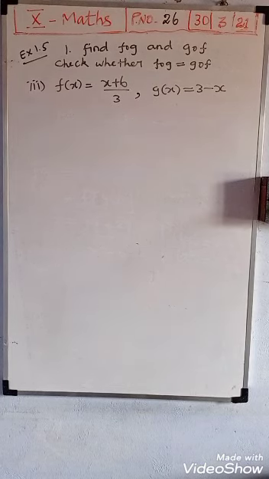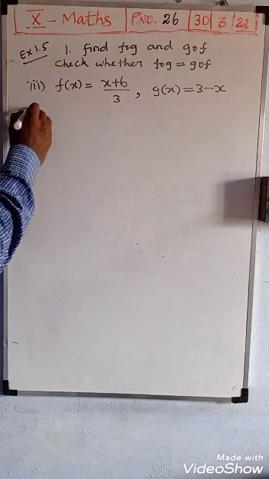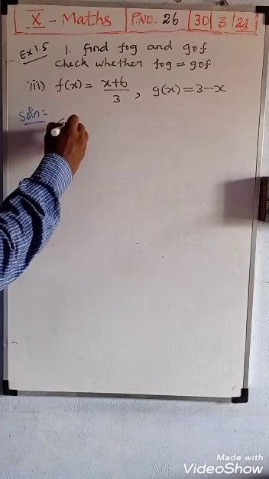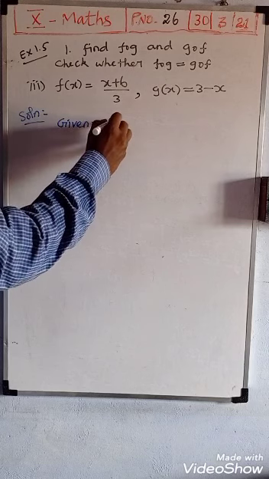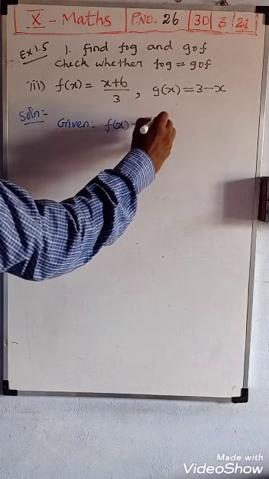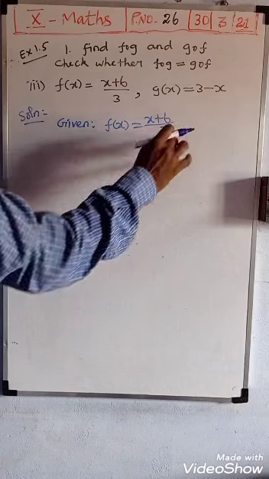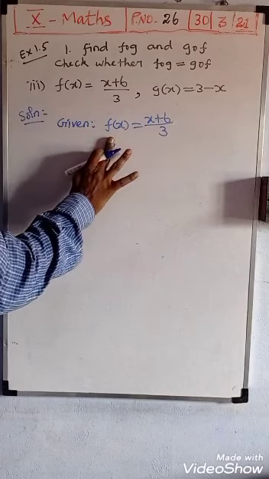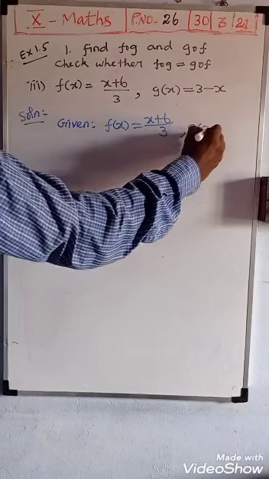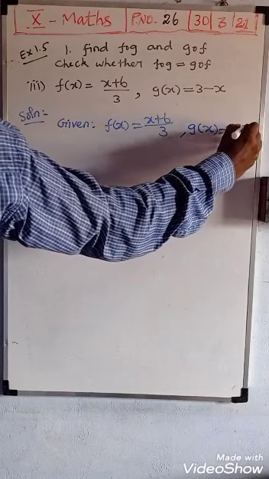See, the third problem, the second one, is homework. Use the same method to work it out. In the third problem, the function f of x is equal to (x plus 6) by 3 and g of x is equal to 3 minus x. First you see the solution. First you should write the given functions. Given f of x is (x plus 6) by 3 and g of x is equal to 3 minus x.